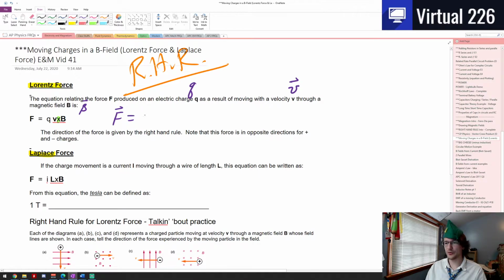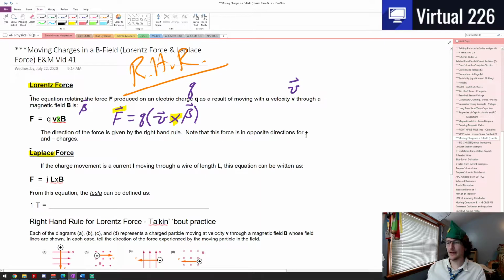So force is equal to some charge. This is actually a scalar right here. It's just going to modify that force value, make it larger or smaller. But then the velocity and the B field, the magnetic field, these are vectors. So V cross B, this is what I have here. And this vector cross product actually designates the direction of the force vector. And remember, that force vector will be orthogonal to both the velocity and the B field. It will be 90 degrees from both of them, so it will be in our third dimension. Okay?